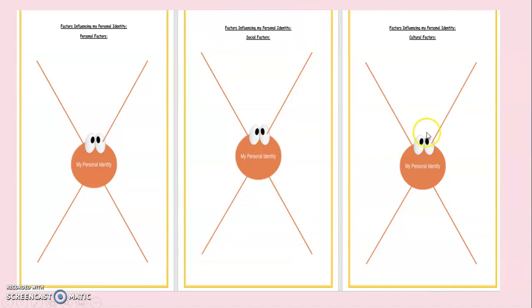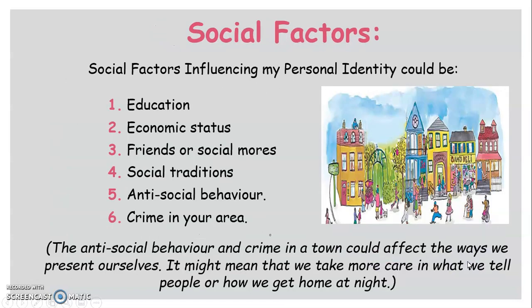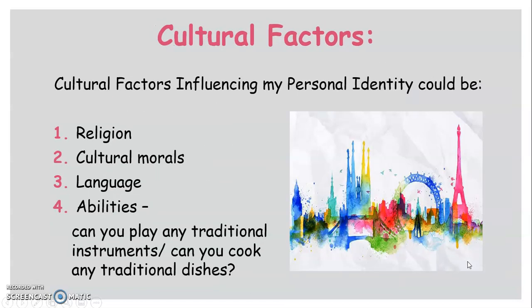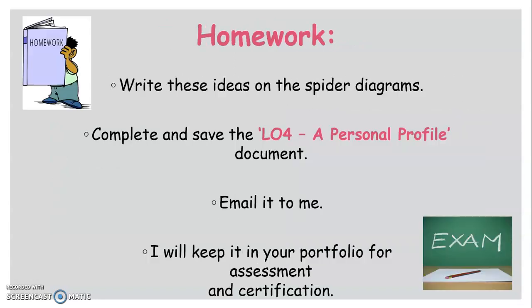Now the last thing that we're going to look at is cultural factors. I'm going to give you some suggestions and you can write 1 here, 1 here, 1 here, and 1 here. Choose 4. Personal, social, and finally cultural. Cultural factors influencing my personal identity could be religion, cultural morals, language, and abilities. So, can you play any traditional instruments? Can you cook any traditional dishes?